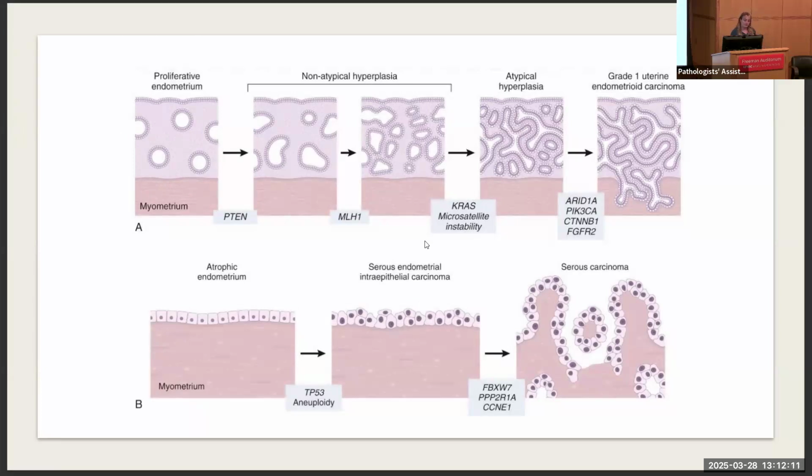So this one, type 1, has a more classic progression into a carcinoma, whereas type 2, we go from atrophy. We have a TP53 mutation, and then we're instantly in carcinoma. Although this is an intraepithelial carcinoma, so we do not have stromal involvement. And then we go directly into a high-grade serous carcinoma.